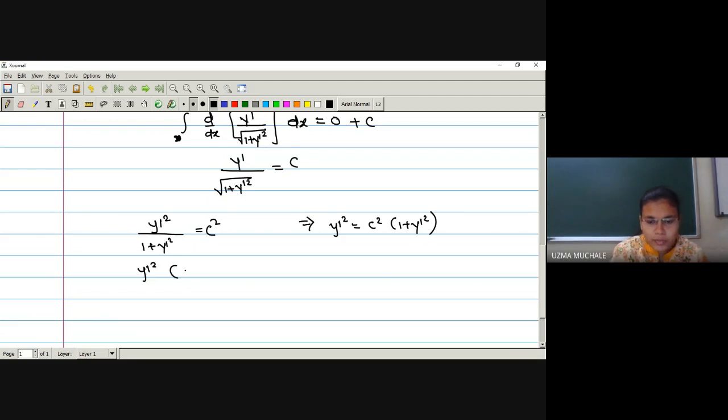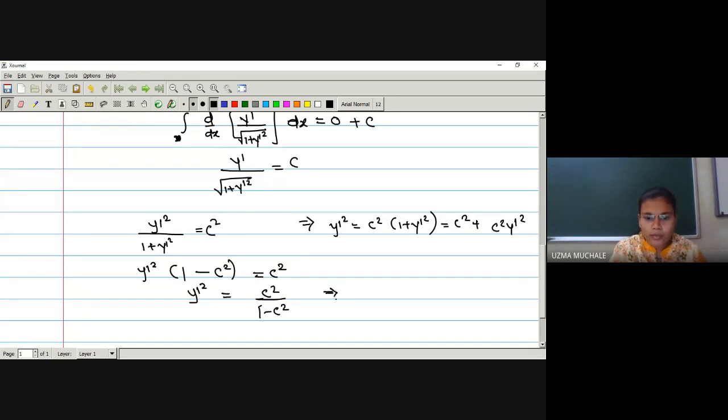What will be the resultant if we take y dash square common? If you're confused, let me write down another step. It is c square plus c square y dash square. I have taken y dash square common. From here it is 1, and from here it is c square, with a negative sign on this side, is equals to what remains, only c square. So the resultant: y dash square is equals to c square upon 1 minus c square.